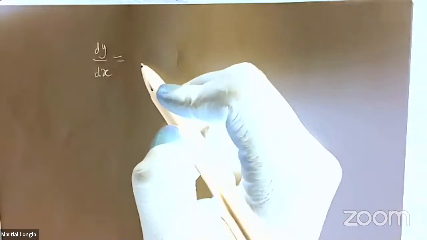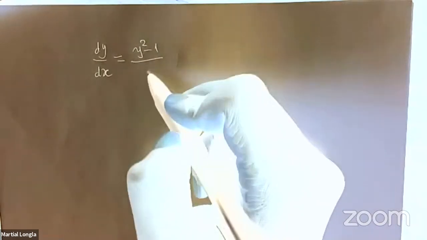Let me write another problem here and try to see if we solve it. So we have dy over dx equals y squared minus 1 over x squared minus 1.